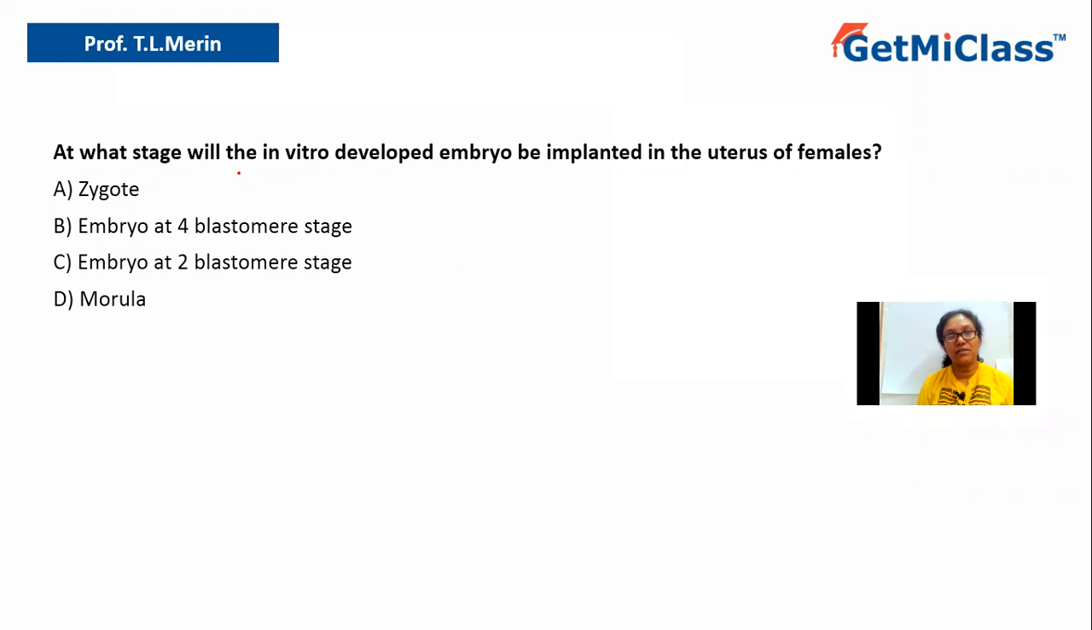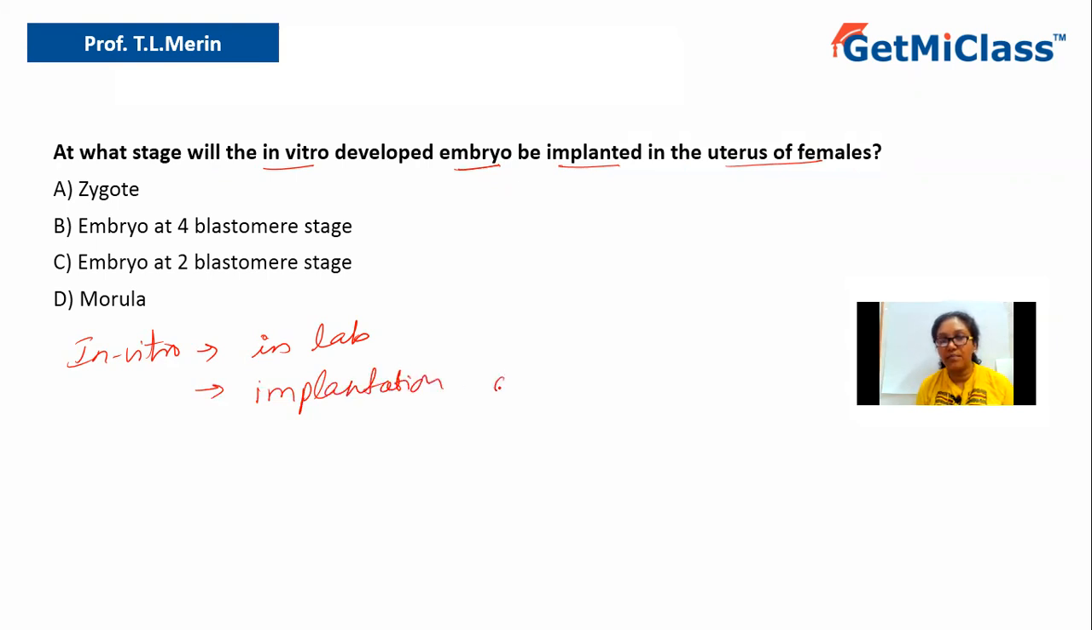It says, at what stage will the in vitro developed embryo be implanted in the uterus of the female? Here they are talking about the in vitro developed embryo implanted in the uterus of the female. So what do you mean by in vitro? First of all, in vitro means in the lab. That means the ovum has been fertilized in lab condition. And what are they talking about? They're talking about the implantation of embryo. They're not talking about zygote, remember that.